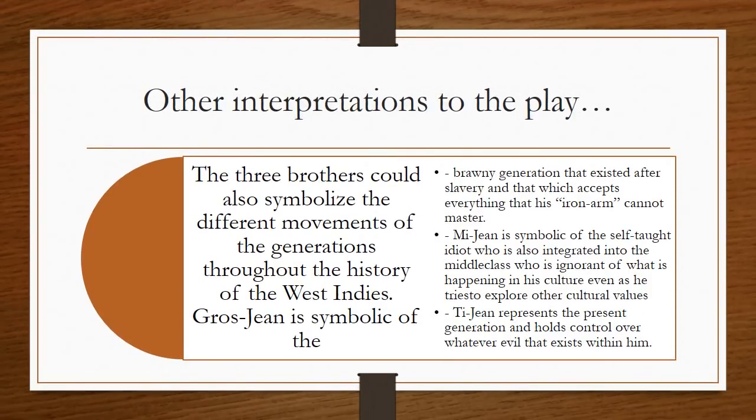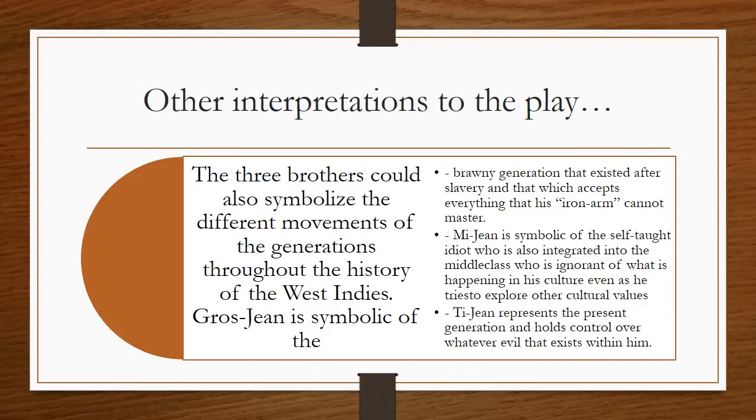Now there are other interpretations to the play. The three brothers could also symbolize the different movements of the generations throughout the history of the West Indies. Gros-jean at first is symbolic of the brawny generation that existed after slavery and that which accepts everything that his iron arm cannot master. In other words, he comes from a generation that believes in the physical strength of an individual, and that this physical strength could get you to conquer any obstacle that comes your way.